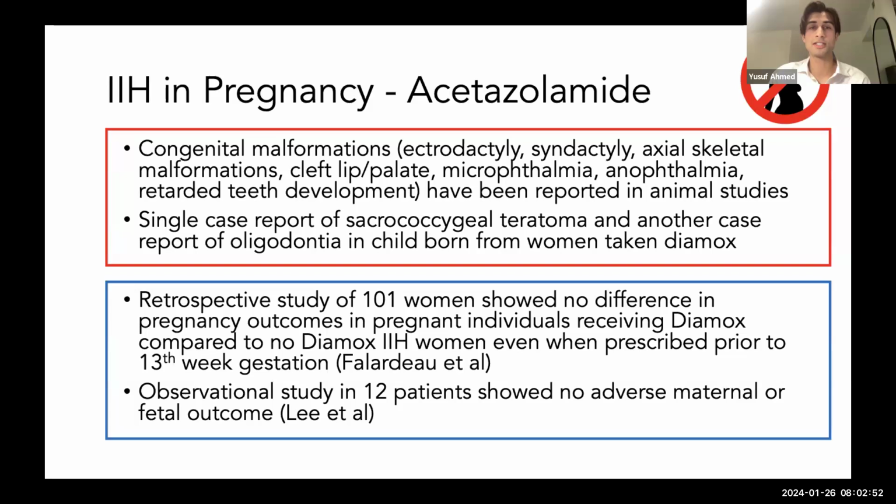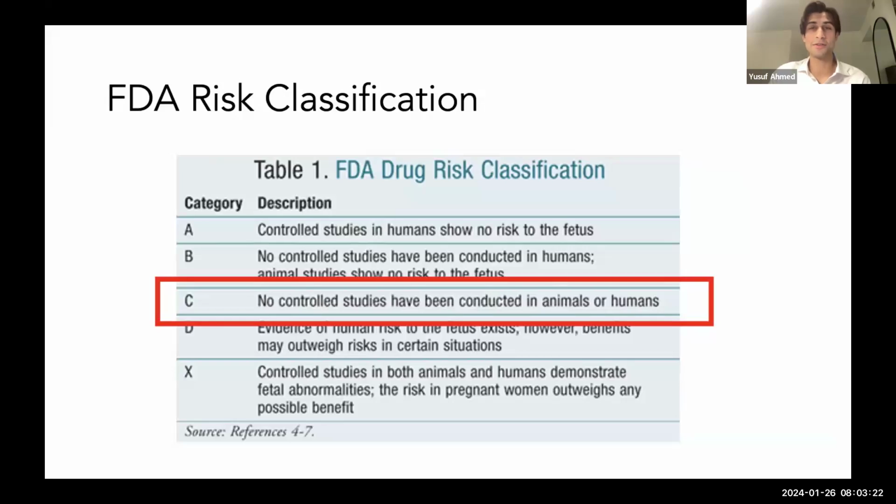As far as Diamox or acetazolamide goes, there are animal studies which demonstrate congenital malformations in mice, but in the human population, there have been very rare single case reports outlining teratogenic effects. On the counterpoint, there are retrospective studies that showed no difference in pregnancy outcomes from patients who took Diamox versus not taking Diamox, even in the first trimester. And this is corroborated by other studies as well. So where does that leave us? It leaves us at a category C, which unfortunately doesn't give us much information apart from we don't know whether it's purely harmful or harmless.